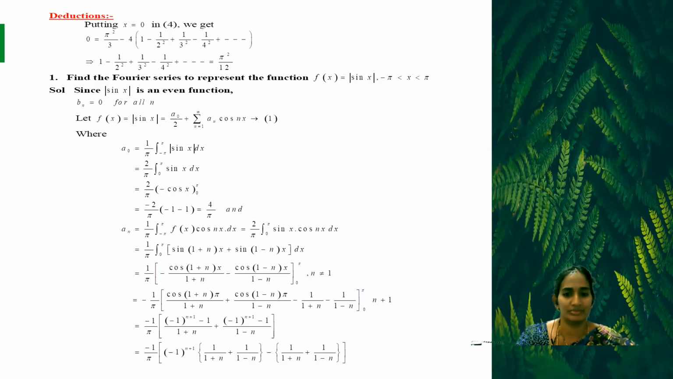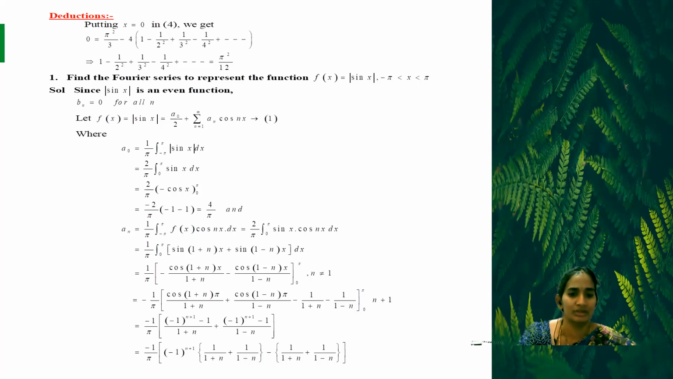Now listen, you are substituting here n equal to 1: minus 1 by pi, cos (1 plus n) x by 1 plus n, substituting the upper limit pi, plus cos (1 minus n) x by 1 minus n, minus the lower limit 0. For the first term, x is 0, cos 0 is 1, giving 1 by 1 plus n. For 1 minus n, x value is 0, so cos 0 is 1. Okay.